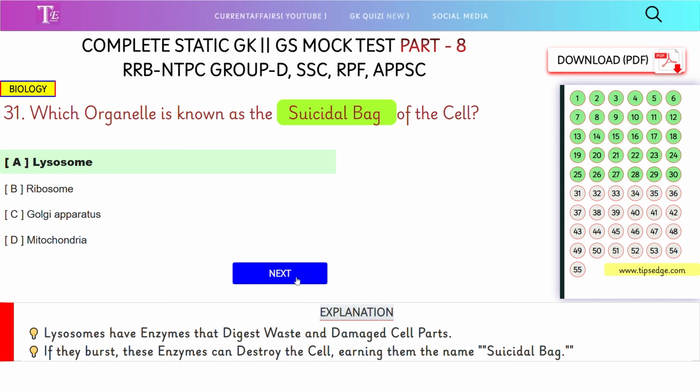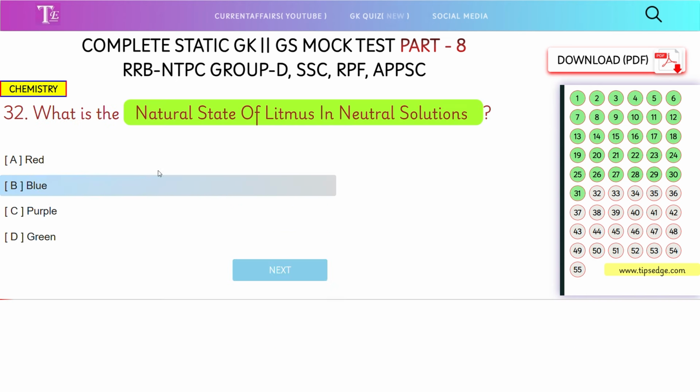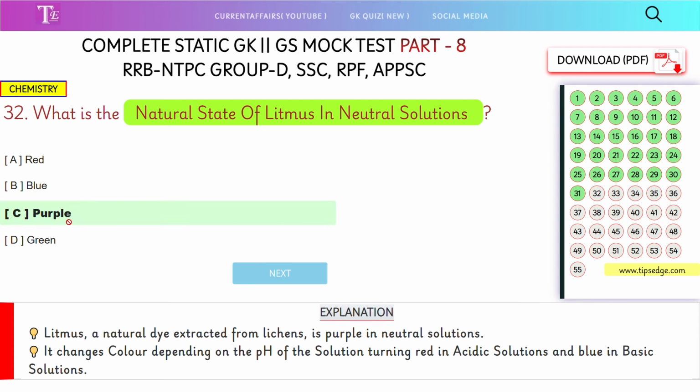Now moving to the 32nd question. What is the natural state of litmus in neutral solutions? Answer: purple. Litmus, a natural dye extracted from lichens, is purple in neutral solutions. It changes color depending on the pH of the solution, turning red in acidic solutions and blue in basic solutions.